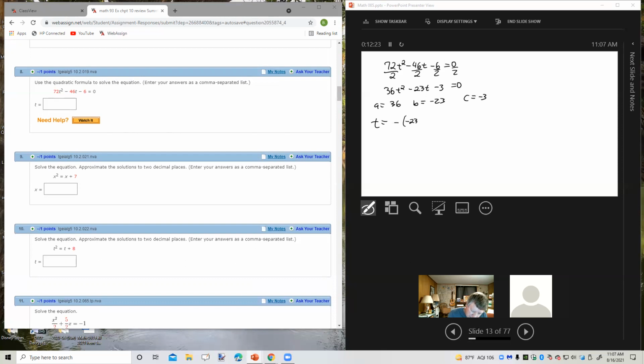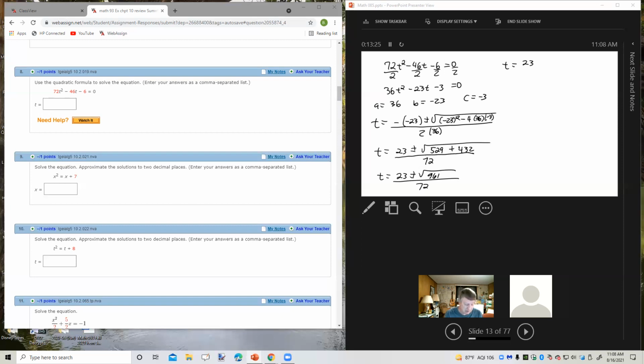T equals negative B plus or minus the square root of the quantity B squared minus 4AC, all over 2A. T equals positive 23 plus or minus the square root of, let's see here, negative 23 times negative 23 would be positive 529. Then we've got minus 4 times 36 times negative 3, which is going to be a positive. That's 4 times 36 times 3, that's 432. And that's all over 2 times 36, which is 72. T equals 23 plus or minus the square root of, let's see, 529 plus 432 is 961.